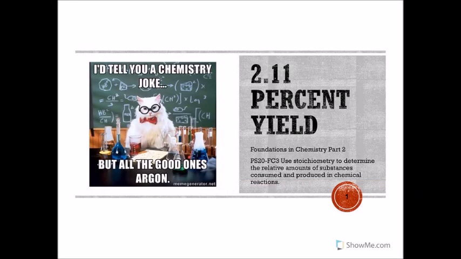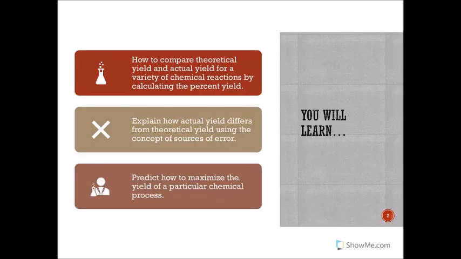Percent yield, the last section in the Foundations in Chemistry Part 2 unit. Wrapping up the outcome: use stoichiometry to determine the relative amounts of substances consumed and produced in a chemical reaction. We will be learning how to compare theoretical yield and actual yield for a variety of chemical reactions by calculating the percent yield, explaining how actual yield differs from theoretical yield using the concept of sources of error, and predicting how to maximize the yield of a particular chemical process.